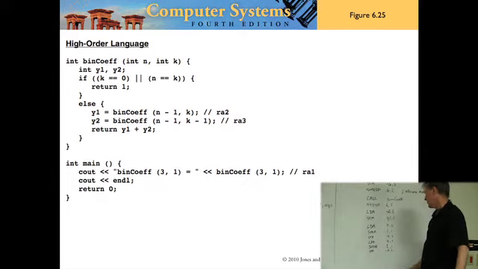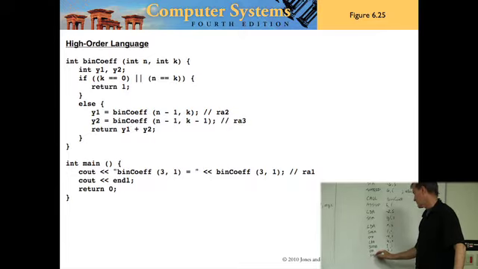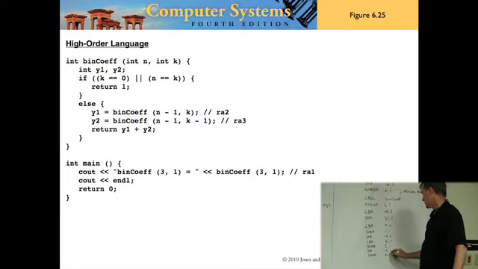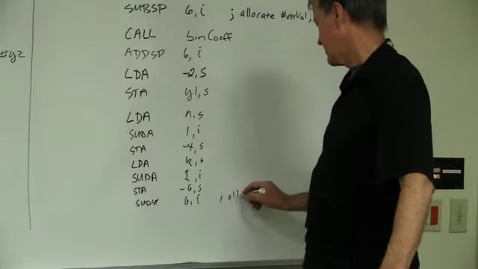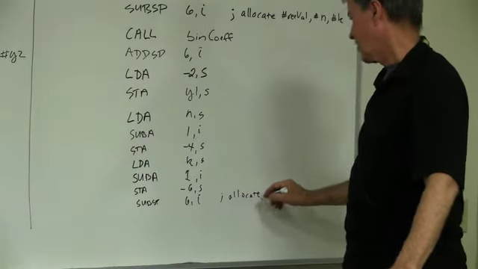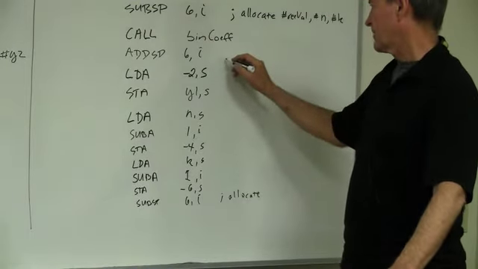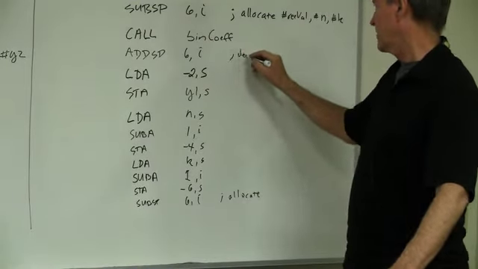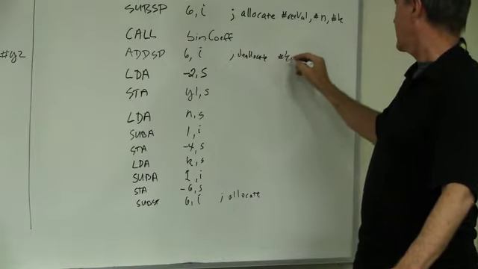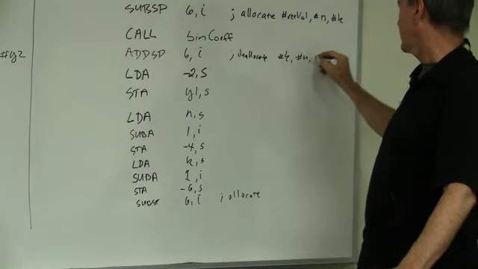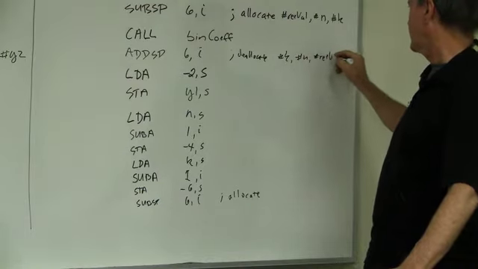And then sub SP. How much? 6. Sub SP 6, immediate, which is allocating again. We forgot to deallocate above, right there. Add SP, pound K, pound N, pound ret val.